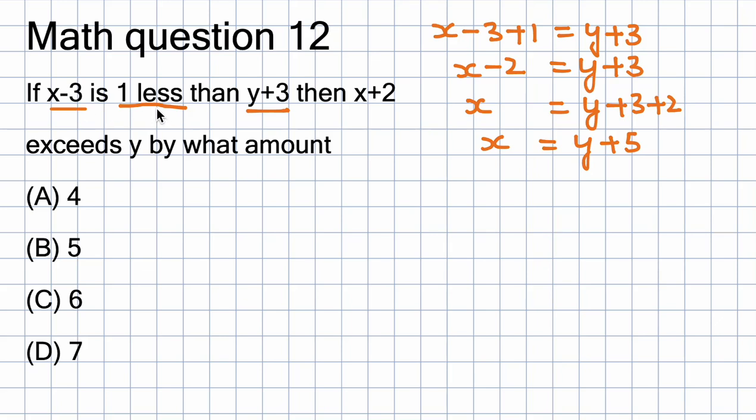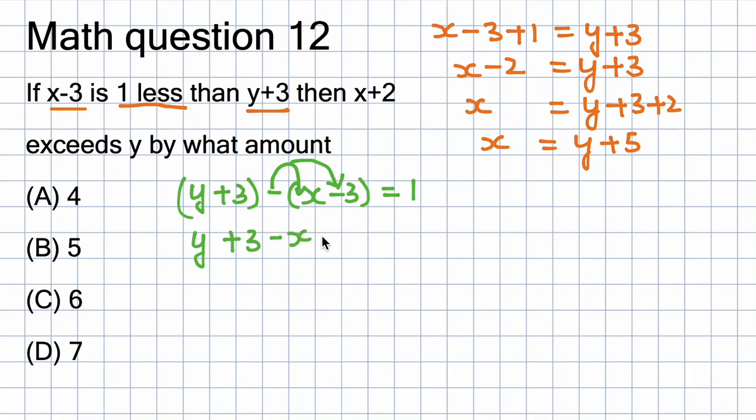Let's say it another way. x minus 3 is 1 less than y plus 3. That means the difference of y plus 3 and x minus 3 is 1, and x minus 3 is smaller. So I can say y plus 3 and x minus 3 have a difference of 1. Now let's solve it. Applying the distributive property, the negative sign will be multiplied with the sign of both the numbers. So minus times minus x, negative and negative is positive, plus 3 is equal to 1.